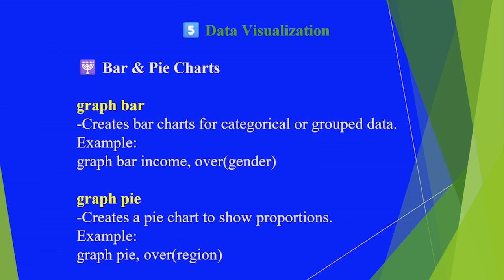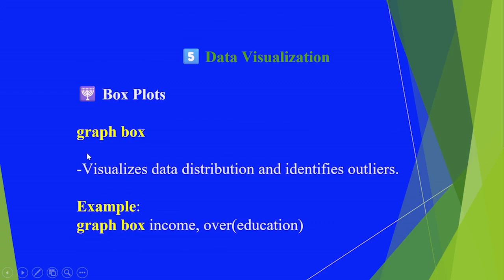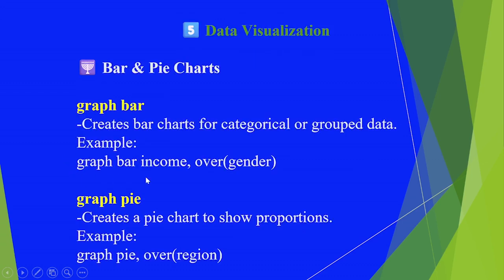And now let us look at bar and pie charts. We use graph bar to create bar charts for categorical or group data. For example, we can use this command in STATA to plot a bar plot of income versus gender. You just need to say graph bar income, comma, over gender. As well, you can also plot a pie chart using graph pie, comma, over region. For example, it will be a pie chart representation of regions. And the moment you issue graph pie, STATA will know that you want to create a pie chart. And remember, a pie chart is used to show proportions.